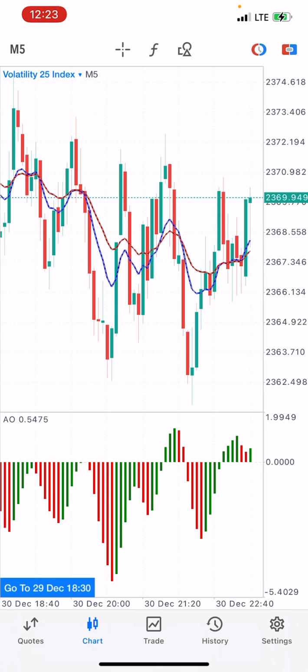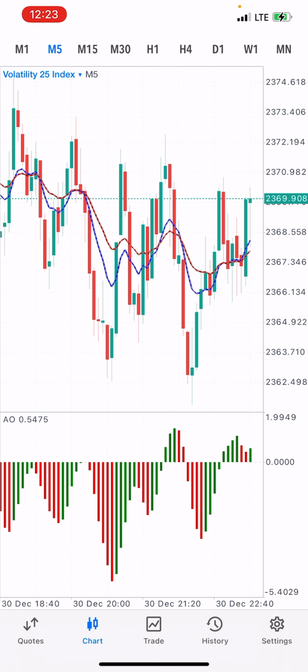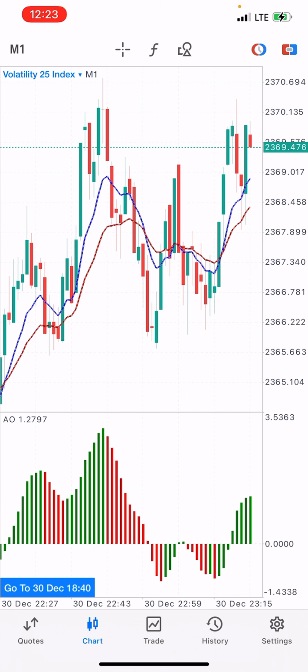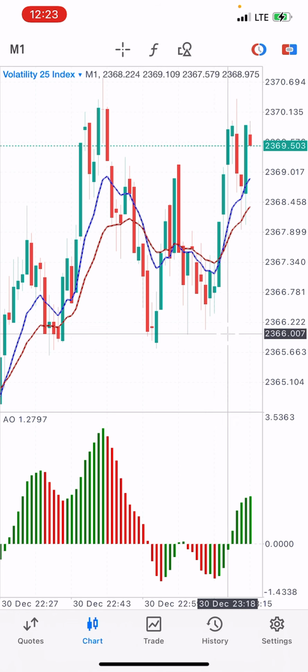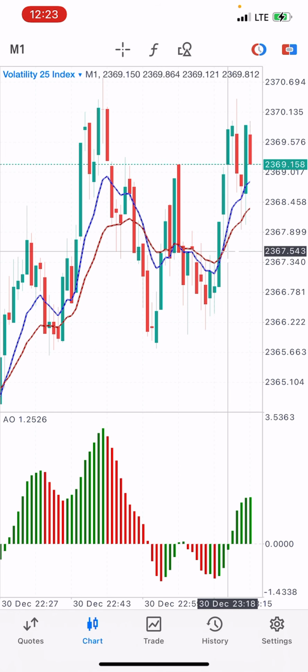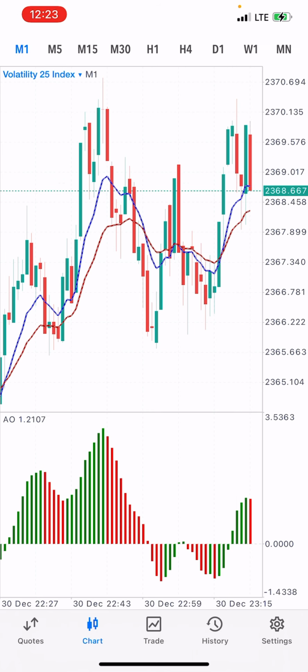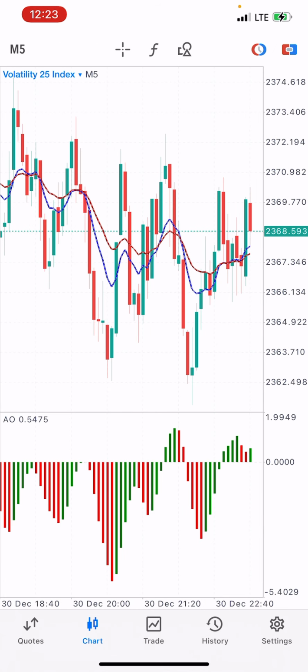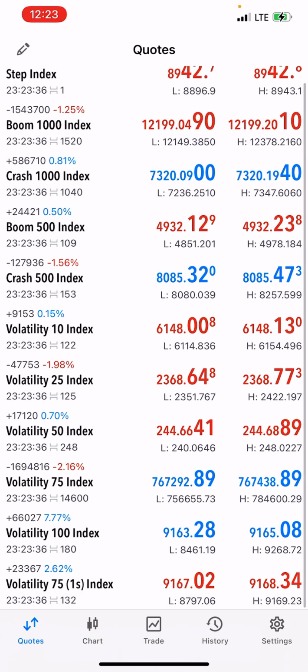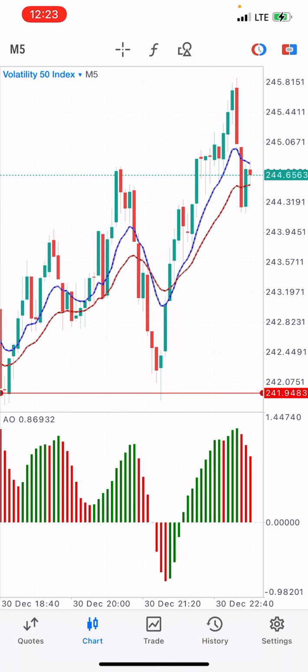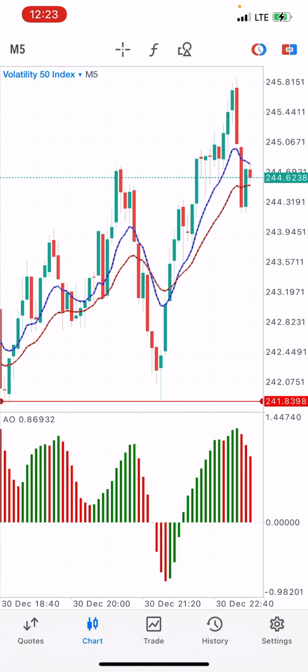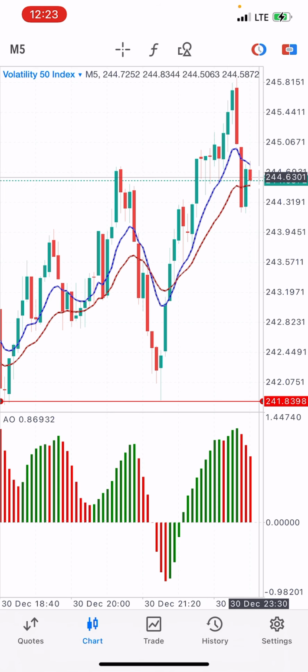Look at the 15-minute time frame. It made a move to the upside. Look at the 1-minute time frame as well. It also intersected, which means a buy, and then it buys. Yeah, even from the 5-minute time frame, it also buys. So that is it, guys. Let's jump down to the volatility 50 index. At this point, you wait for it to intersect. You wait for the red moving average to cross above the blue, so you can place a sell. As simple as that.